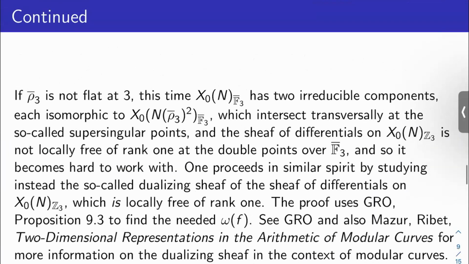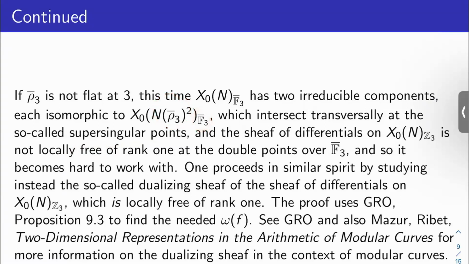Okay, but that proof only works in the case rho-bar_3 is flat at 3. If it's not flat at 3, this time X_0(N) over F-bar_3 has two irreducible components, which are each isomorphic to the modular curve X_0 at level the conductor of rho-bar_3 squared over F-bar_3. And how do these irreducible components intersect? They intersect transversely at the supersingular points. So the points representing supersingular elliptic curves at this level. Okay, mod 3.